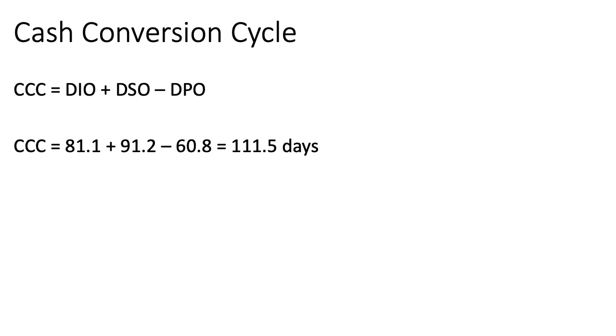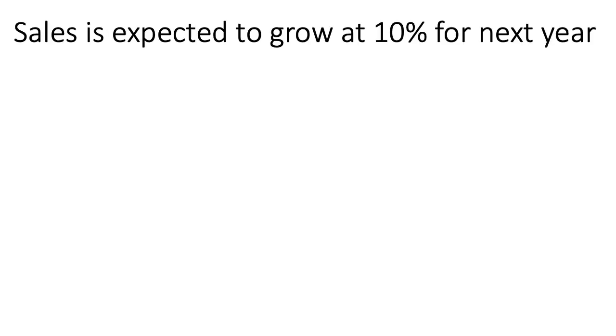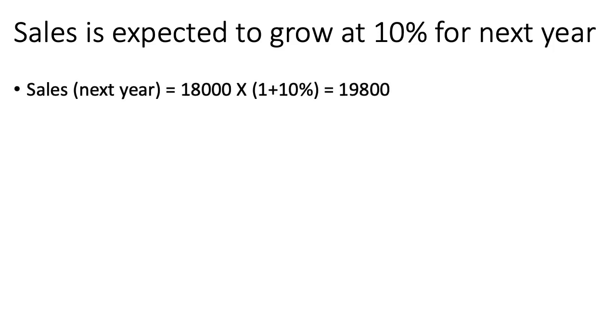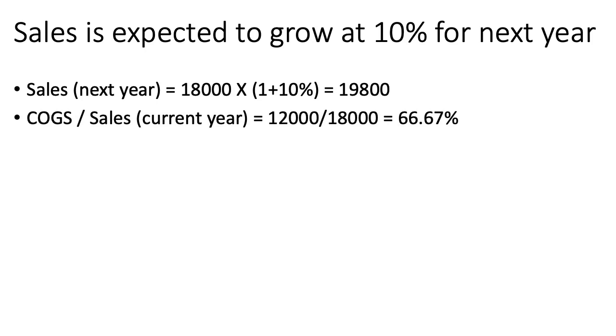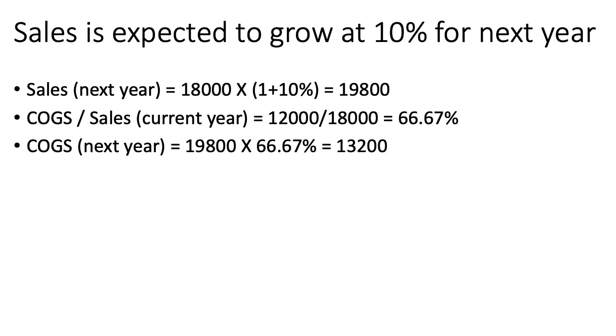Now let's say that for our coffee shop, the sales is expected to grow at 10% for next year. What would be the forecast of various working capital items? Sales next year: 18,000 multiplied by 1 plus 10%, that is 19,800. COGS divided by sales of current year is 12,000 divided by 18,000, that is 66.67%. So COGS for next year basis 19,800 sales multiplied by 66.67% is 13,200.